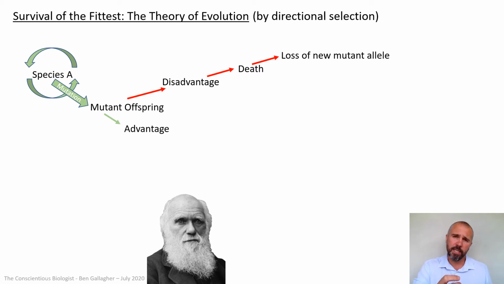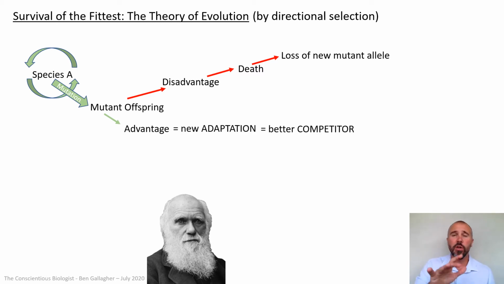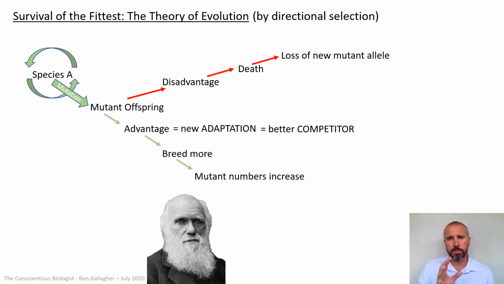If that mutant protein gives an advantage, then it's a new adaptation, which means that new mutant offspring is going to be a better competitor than all of the rest of species A. Now, if it's a better competitor, ultimately it's going to breed more and the mutant numbers will increase. Why it can breed more is it's going to get bigger, stronger, healthier, fitter, faster. It's going to be able to dominate the others of its species.